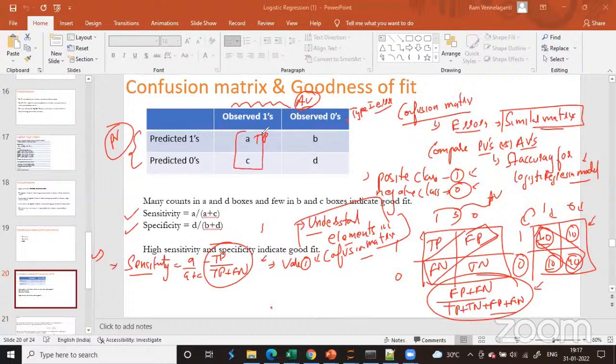Out of your total number of positive observations in your data set, how many of them is your model correctly able to predict as positive? So it is the accuracy with respect to your positive class. How accurate is your model in predicting your positive class? You are going to call that sensitivity. So higher the sensitivity value, higher is going to be the accuracy of your model for your positive class. The higher the sensitivity, the better is our logistic regression model that we have developed.